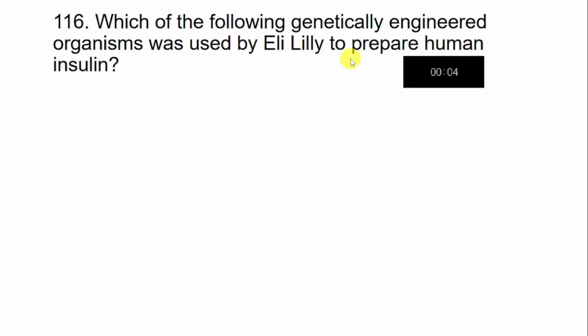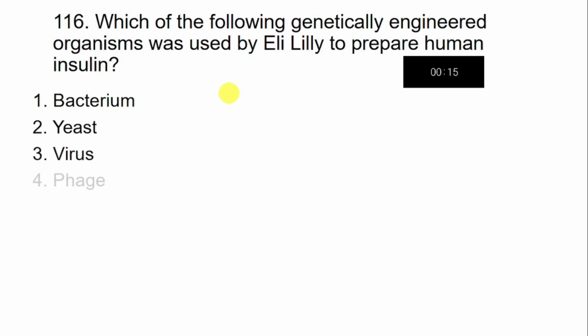Which of the following genetically engineered organisms was used by Eli Lilly to prepare human insulin? It was E. coli. E. coli is a bacterium. Yeast, virus, phage, these are wrong. Bacterium is the correct answer.